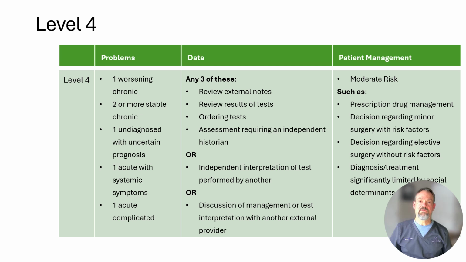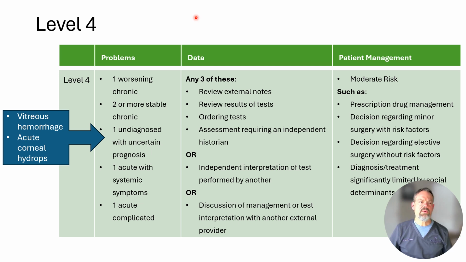And moving on to level 4, this is the most complex. So we've talked about previously worsening chronic, stable chronic, but now let's move into some new areas. One would be one undiagnosed with uncertain prognosis. And examples of this might be a vitreous hemorrhage or acute corneal hydrops. You're not exactly sure how complicated this is going to be.